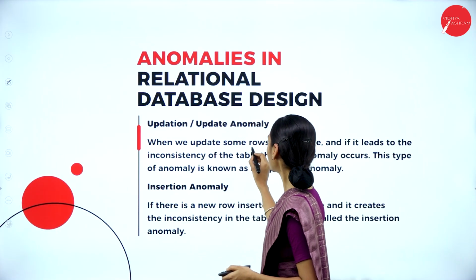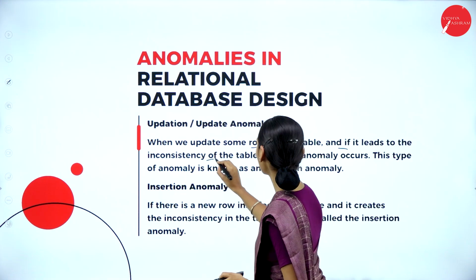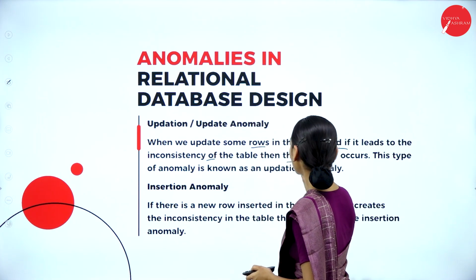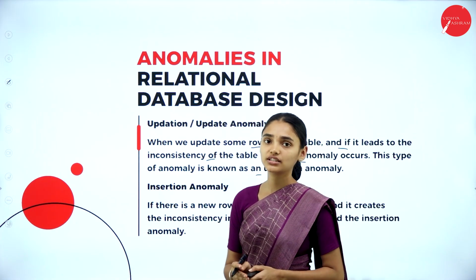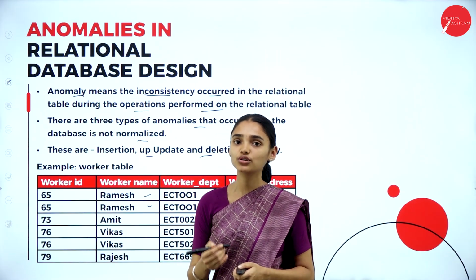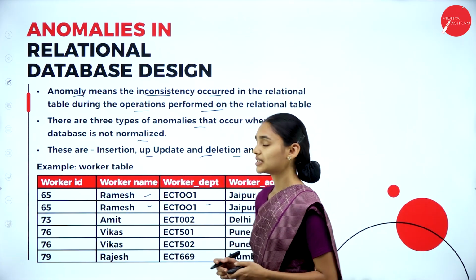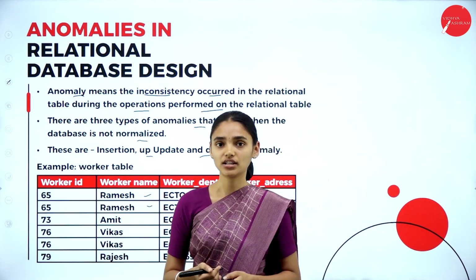When you update some rows in the table and it leads to the inconsistency of the table, then this anomaly occurs. This type of anomaly is known as update anomaly. As I told you, in update anomaly, if you want to update only the address of Ramesh and the other columns also have to be updated, that leads to update anomaly.